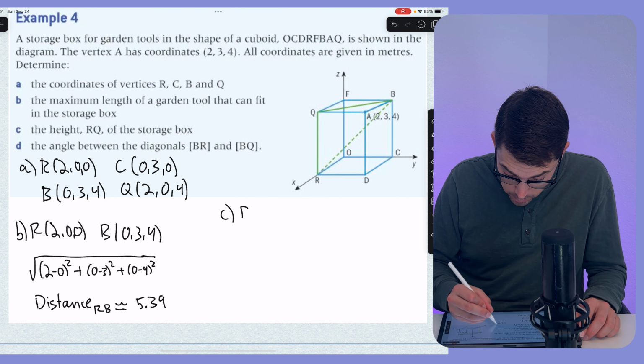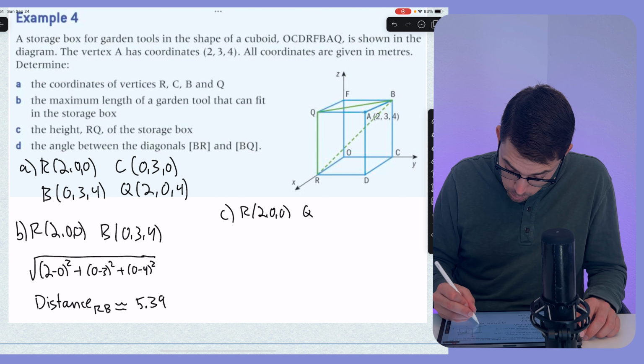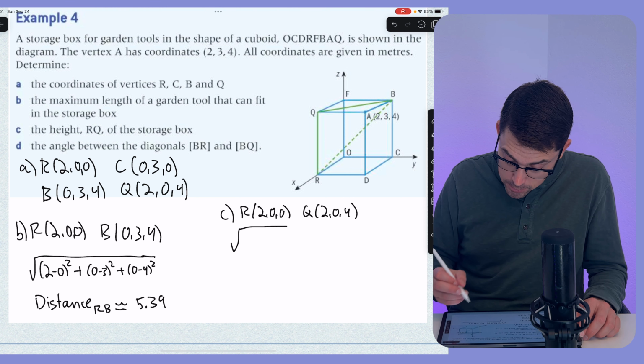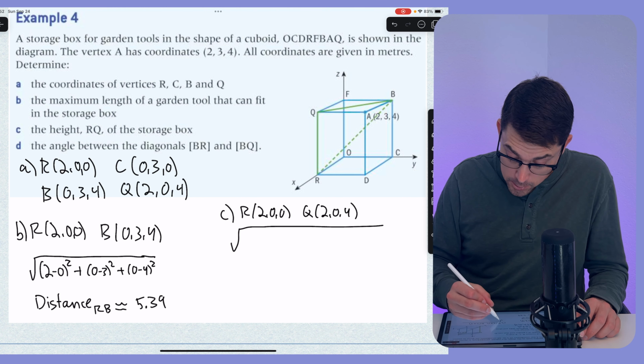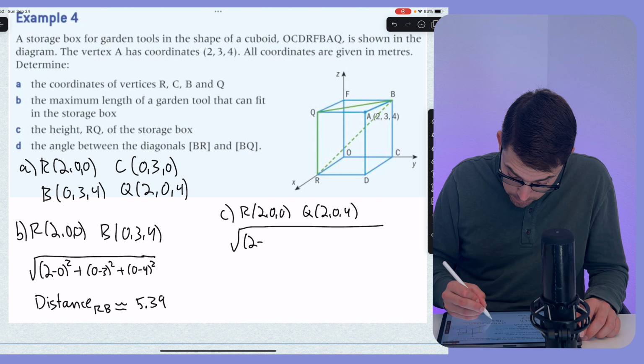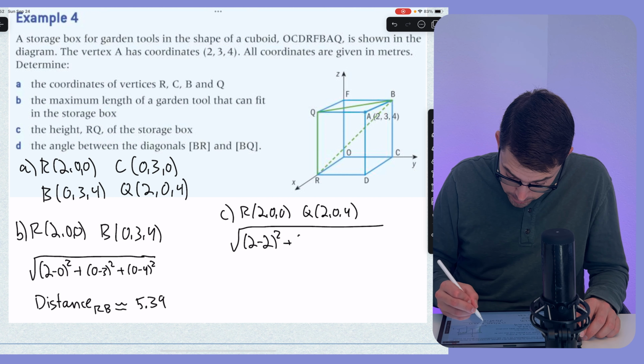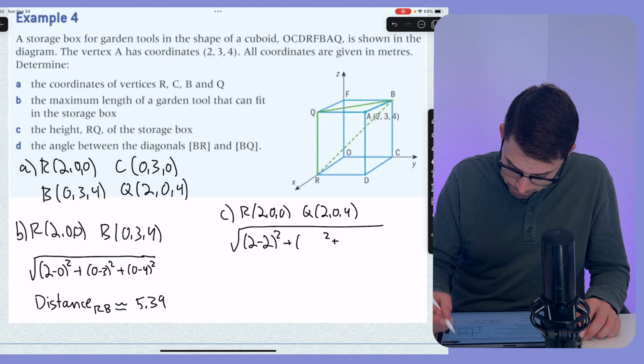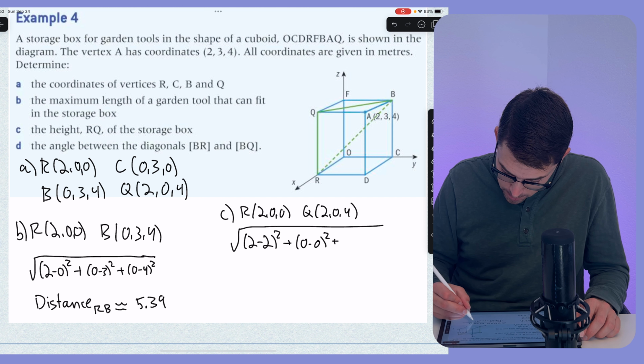So I know that R has a coordinate of 2, 0, 0. And I know that Q has a coordinate of 2, 0, 4. I'm going to plug that right back into my formula. So I have the root of 2 minus 2 squared plus 0 minus 0 squared plus 0 minus 4 squared.